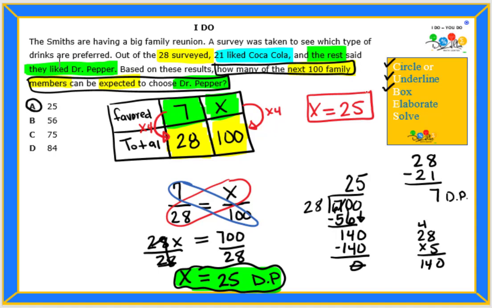Okay, so we have two different methods and we found x equals 25 for both. So I am confident with my answer that A is correct. 25 family members would be expected to choose Dr. Pepper.